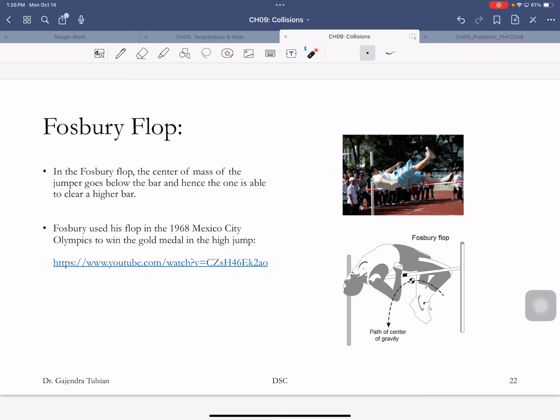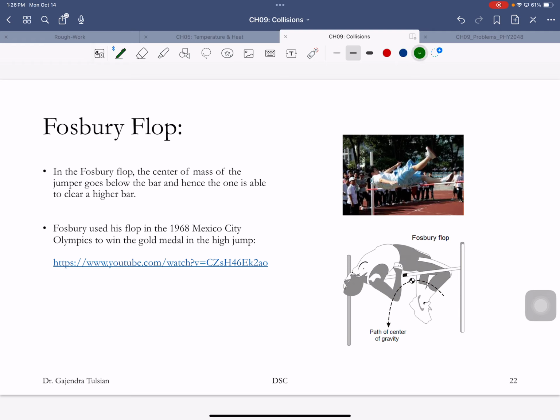So here was a fellow who knew his physics. Here's an example of the center of mass. So where is your center of mass? Your center of mass is sort of behind your belly button. Okay. Now, most athletes have similar strengths and all that.